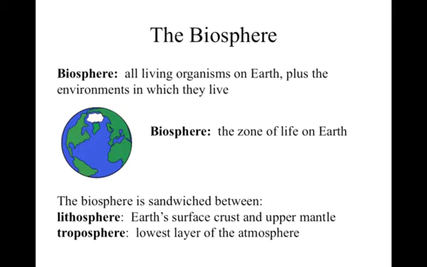And when you think about the Earth's surface, it's sort of sandwiched between two other layers. The one is the lithosphere, which is below the surface, that's the Earth's surface crust and upper mantle, and then the troposphere, which is the lowest layer of the atmosphere. And so the biosphere is sort of sandwiched in between those two layers, and that's where all life on Earth takes place.